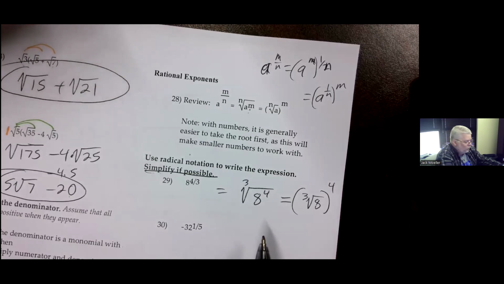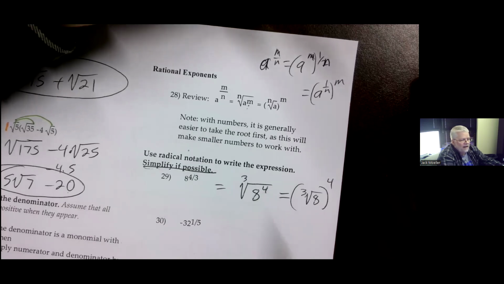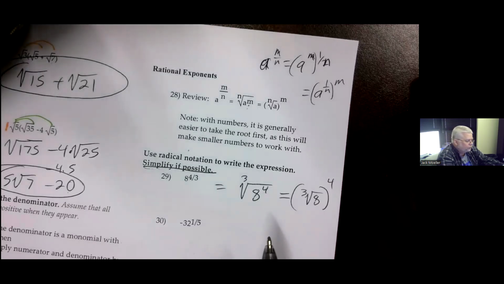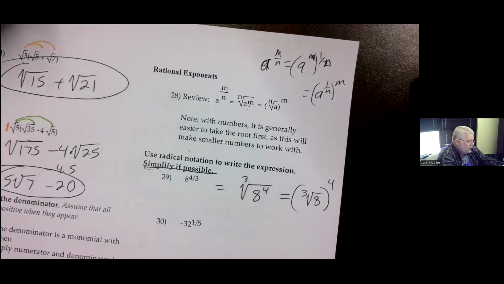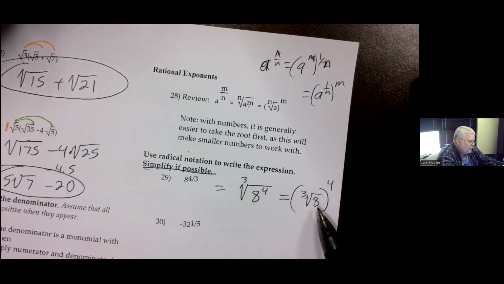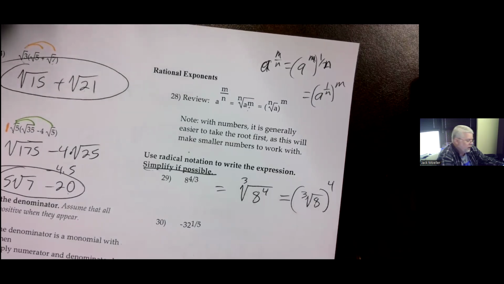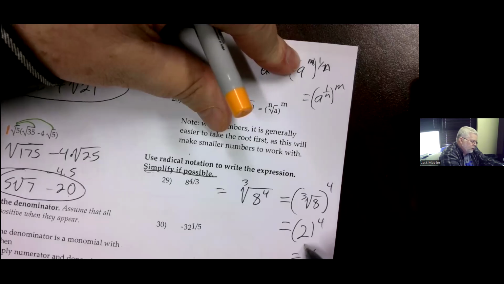So let me ask you a question. Which one of these is going to be a more straightforward problem? Well, how big is 8 to the 4th going to get? If that's 8 times 8, which is 64, times 8, and then times 8 again, that's going to be a big number, right? And then you're going to have to try to figure out what times itself 3 times gives you that. That sounds pretty complicated as an arithmetic problem. But what about this? If you have the cube root of 8, what times itself 3 times gives you 8? That's just 2, and then 2 to the 4th, that's 16.